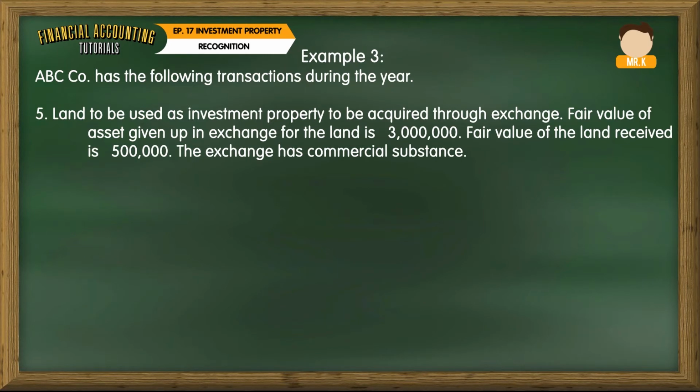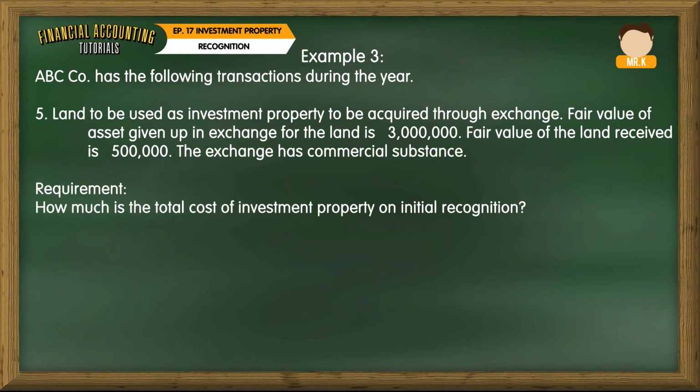Fair value of asset given up in exchange for the land is 3 million. Fair value of the land received is 500,000. This exchange has commercial substance. Requirement: how much is the total cost of investment property on initial recognition?